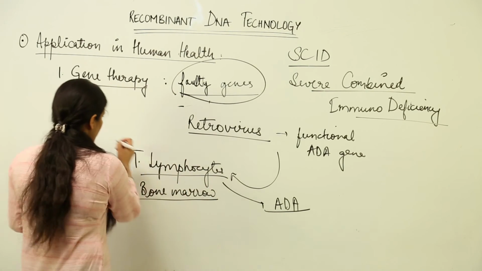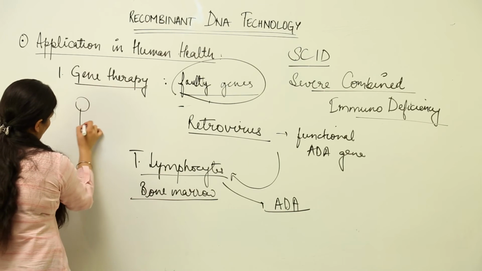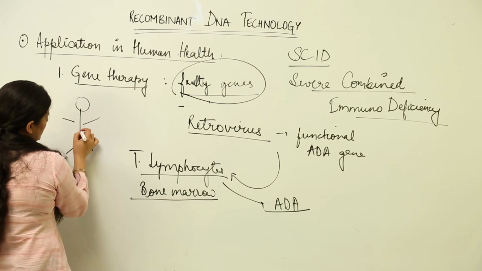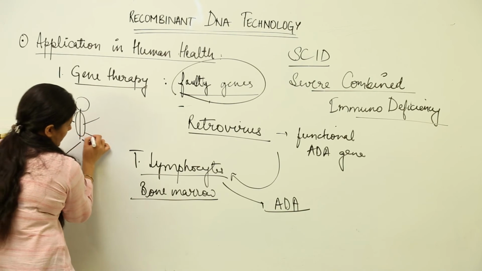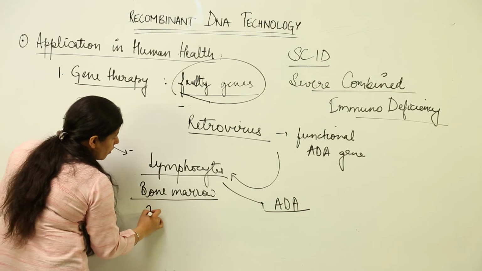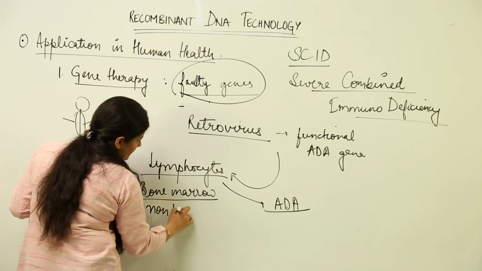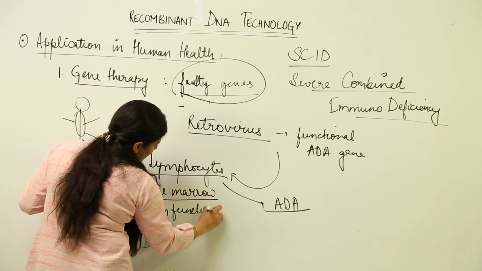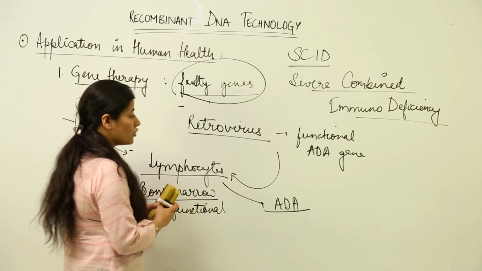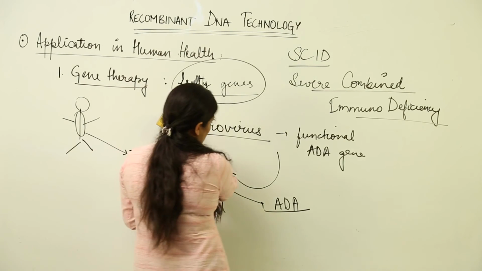That supposedly we have a patient suffering from SCID. Okay. Now, what do we do? From the bone marrow of SCID patient, we take lymphocytes which are non-functional. That was the problem. That is why the patient is having SCID, because the T lymphocytes are non-functional. They are not able to produce ADA.